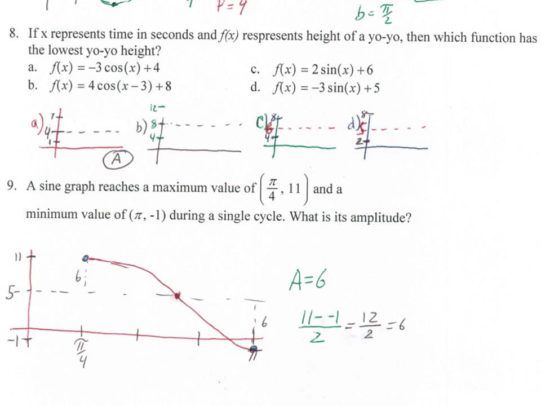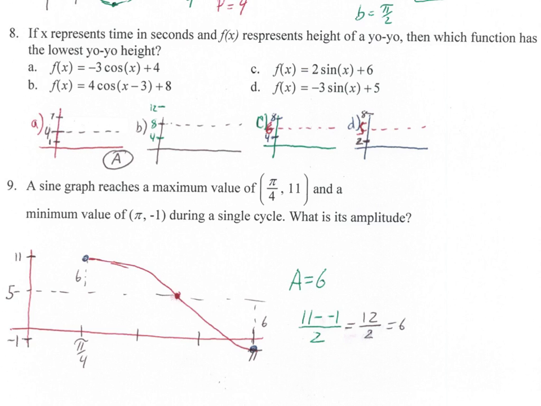All right, question number 8. If x represents the time in seconds, and f of x represents the height of a yo-yo, then which function has the lowest yo-yo height? Okay, let's look at A. There's different ways to look at this, by the way. So A has an amplitude of 3 and an initial midline of 4. So if I start at 4, aren't I going to be going down 3 and up 3?